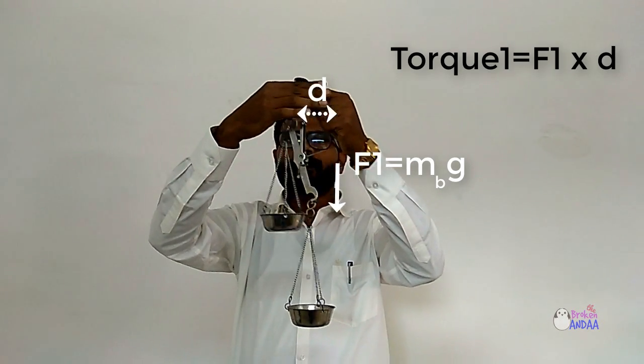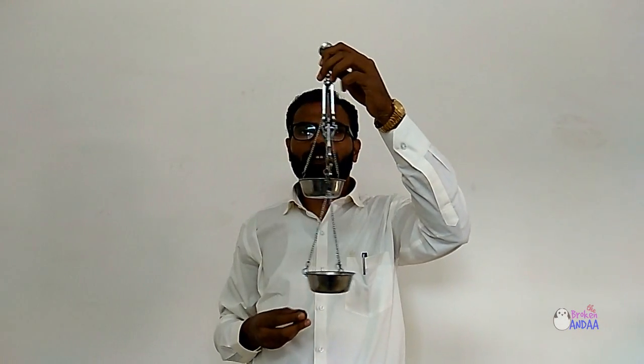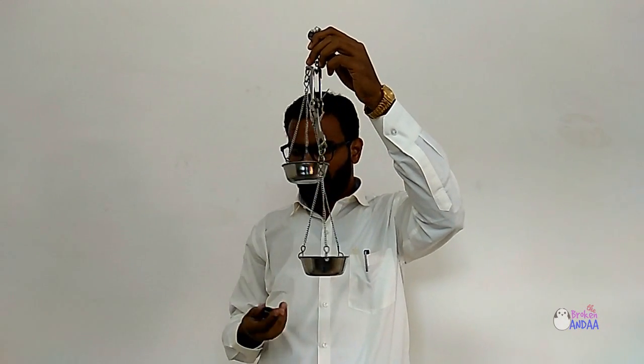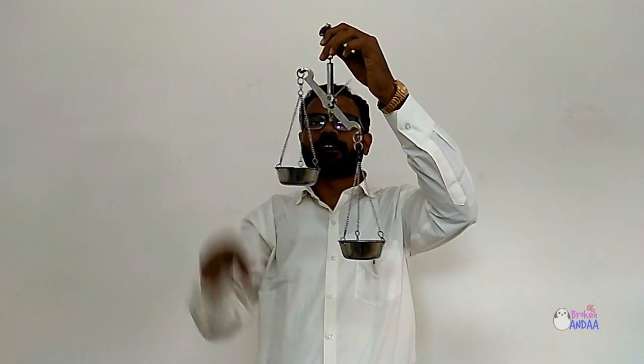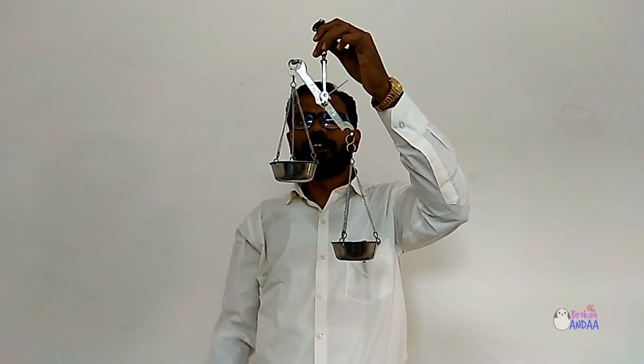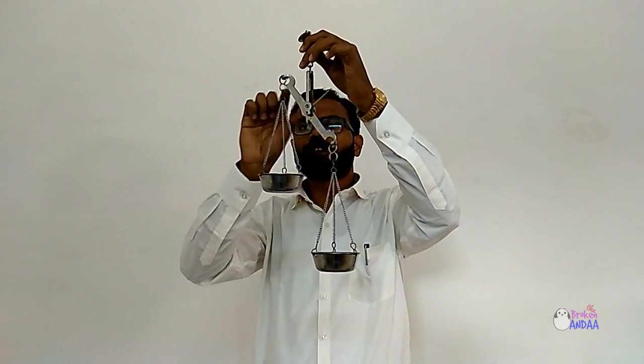And this force produces a torque here, due to which the beam turns like this. Now, if we go on adding some standard masses on the other pan, let's say I first add the standard weight of 50 grams. Okay, there is an additional, opposite torque produced on this side.